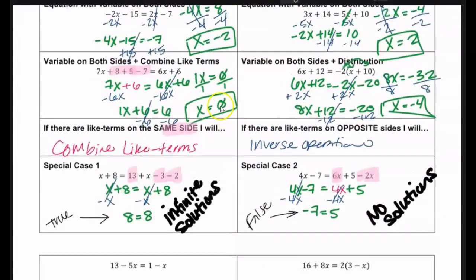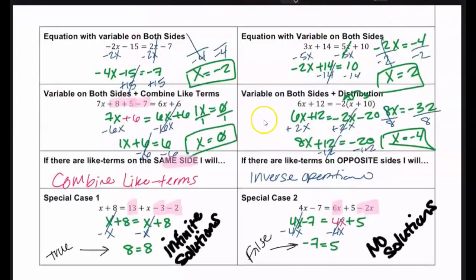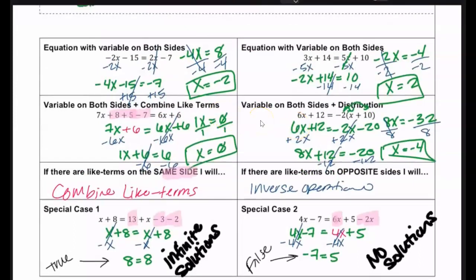Because remember, the reason we're getting x is when we get this x and plug it back into the equation, it should give us a true statement. It should give us something like 2 equals 2. So in this case, every x will give us a true statement. In this case, no x will give us a true statement. And in these 4 cases, only one x will give us a true statement.